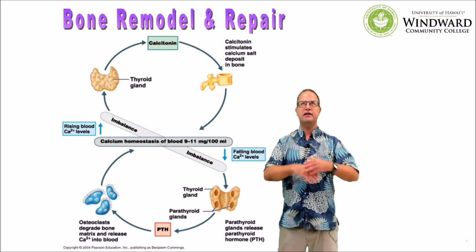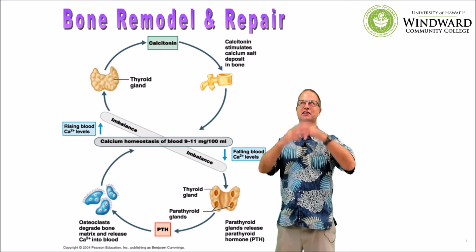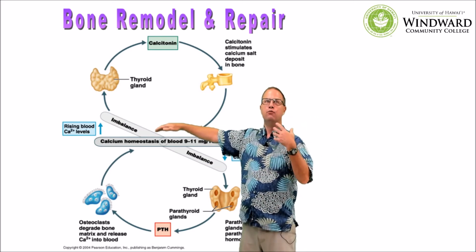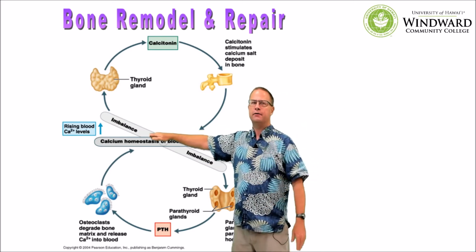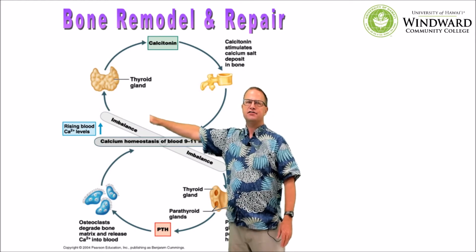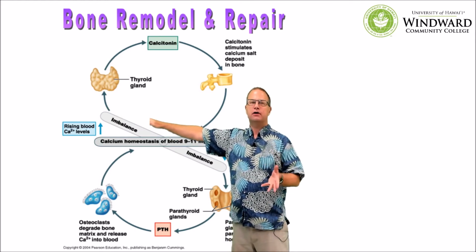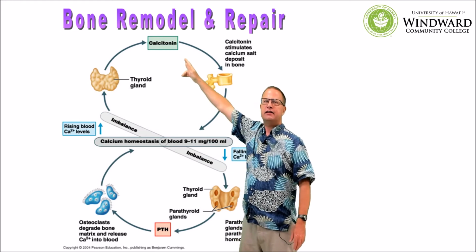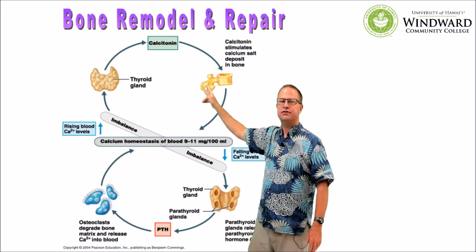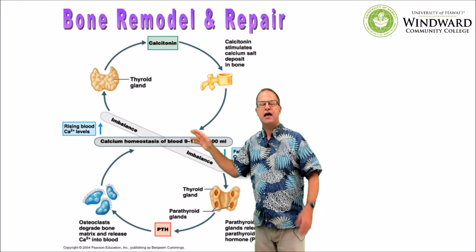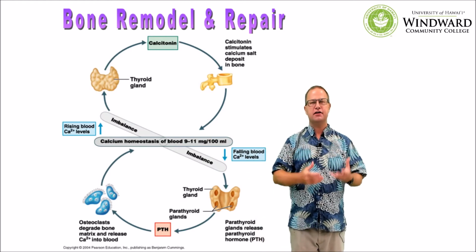Now, let's imagine the converse. Let's imagine that for some reason you've eaten a lot of calcium in your diet and we have way too much blood calcium. What are we going to do now? So now we're going to elevate our levels of calcitonin. Calcitonin comes from the thyroid gland, and as a result, that thyroid gland calcitonin is going to inhibit our osteoclasts, stimulate our osteoblasts, and that's going to cause deposition of calcium in the bones.